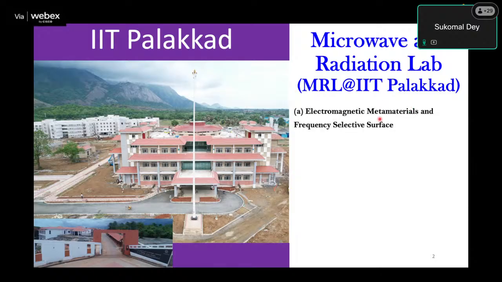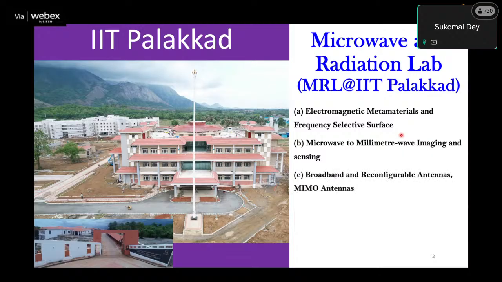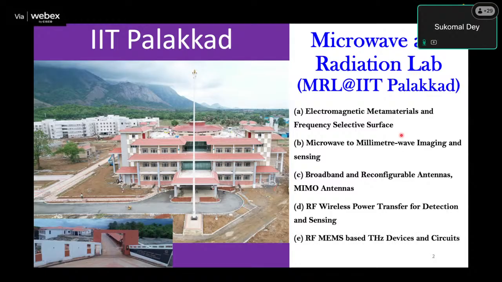We work on electromagnetic metamaterials and frequency selective surfaces. Then we also work on microwave imaging and sensing. We also work on different varieties of primarily broadband and reconfigurable antennas, in addition to MIMO antennas. We also work on RF wireless power transfer, mostly for detection and sensing purposes. In addition, we work on radio frequency micromachining circuits for terahertz applications. So these are the five verticals on which my group is working.